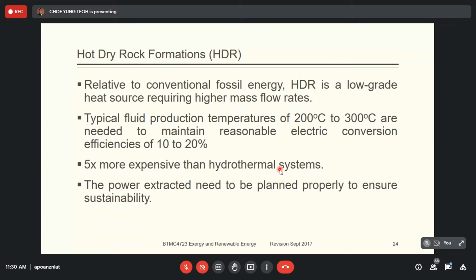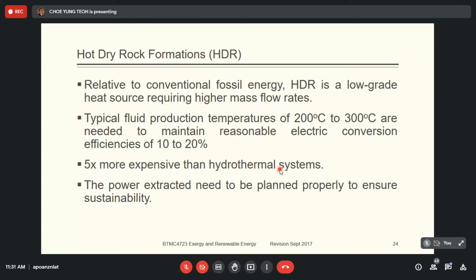Typical fluid production temperatures of about 200 to 300 degrees Celsius are needed to maintain a reasonable electric conversion efficiency of 10 to 20%. And this system is 5 times more expensive than the hydrothermal system, the one that we studied just now. And the power extraction needs to be planned properly to ensure sustainability.